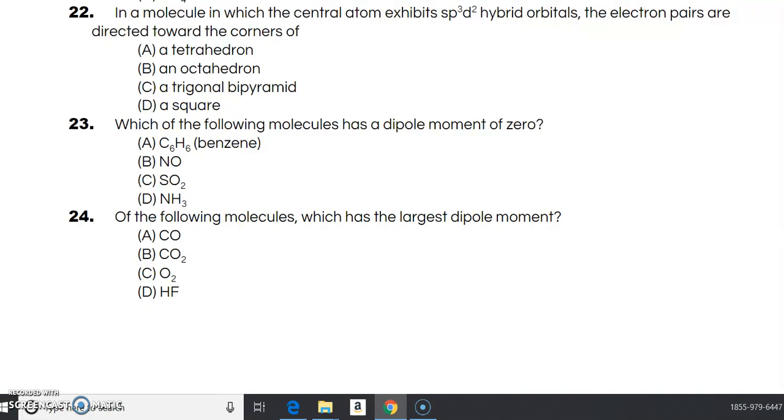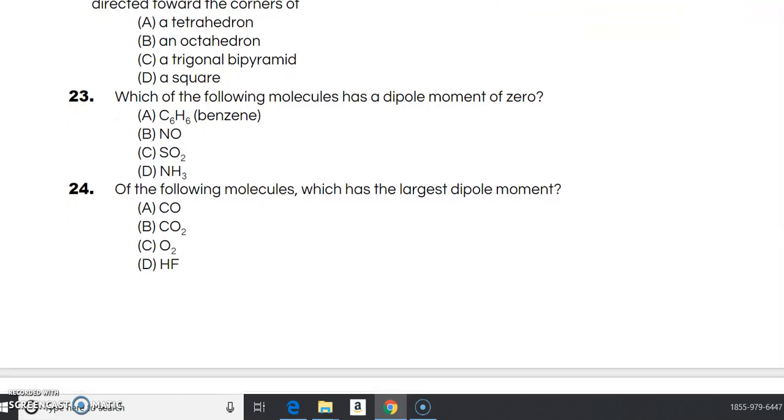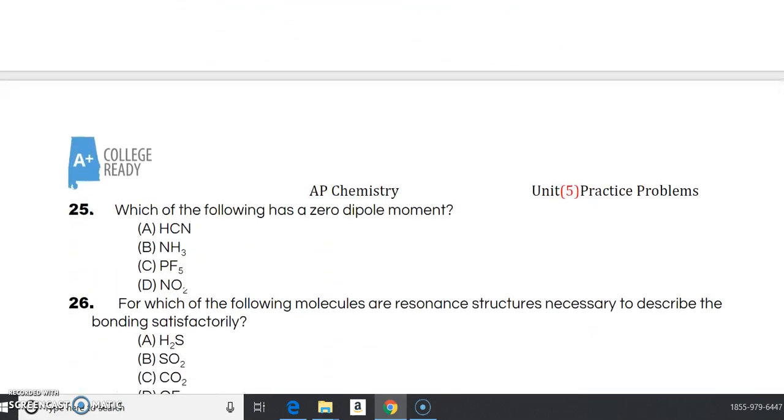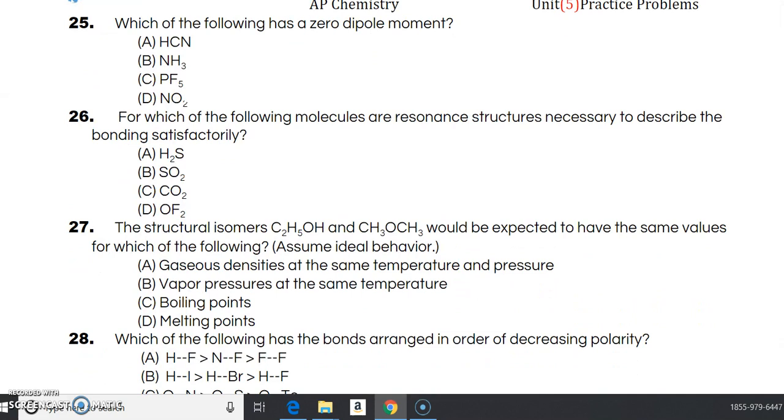24. Which of the following molecules has the largest dipole moment? Well, if you look at the largest dipole moment, you're going to be looking at who has the greatest polarity. If you look at hydrofluoric acid, remember, fluorine is very polar, and it has a very electron-rich end versus hydrogen, which has a very electron-poor end. It only has 1 electron to share, and fluorine has 3 sets of unshared pairs of electrons. All right, moving on.